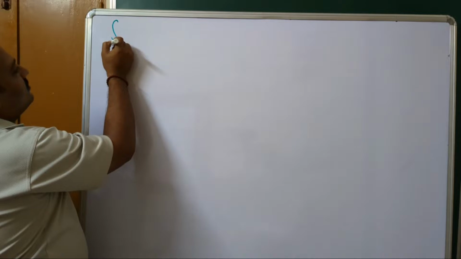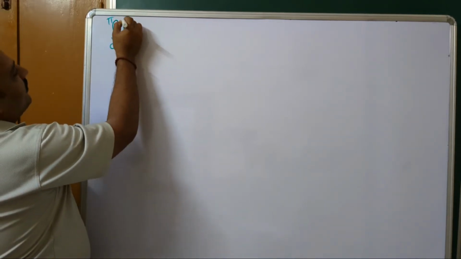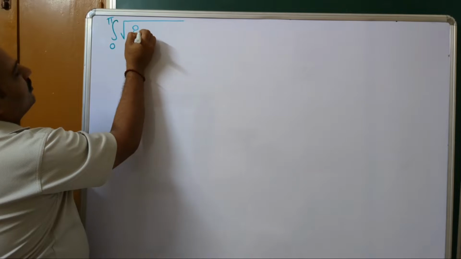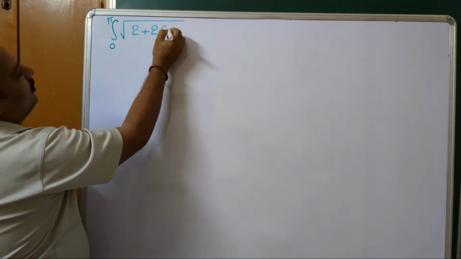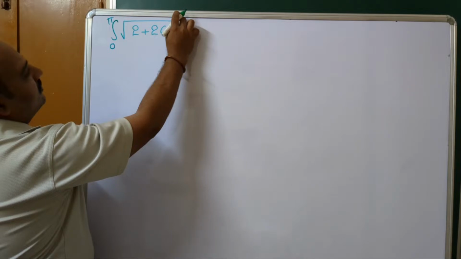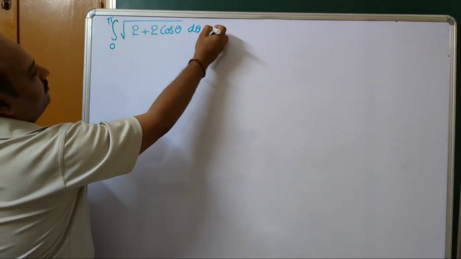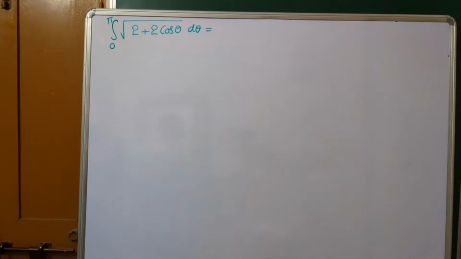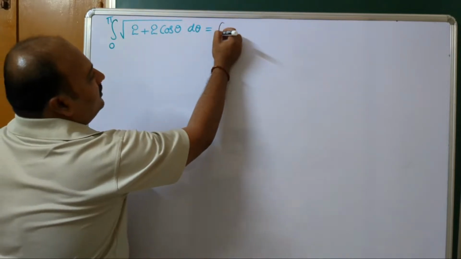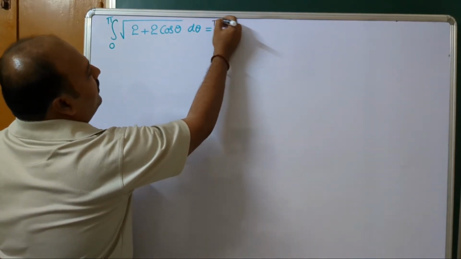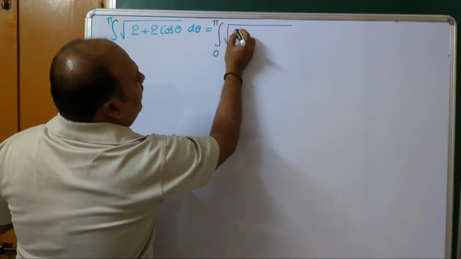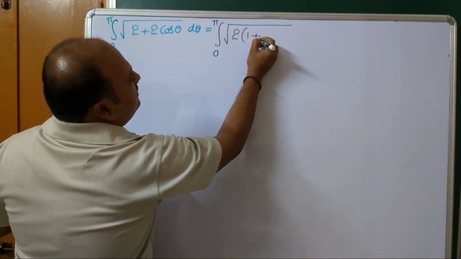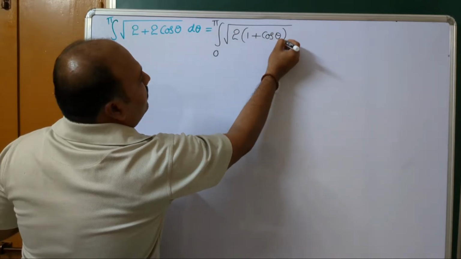Integral 0 to pi square root of 2 plus 2 cos theta d theta. Many times they have asked this in the public exam. So integral 0 to pi square root of 2, taking 2 common, 1 plus cos theta d theta.